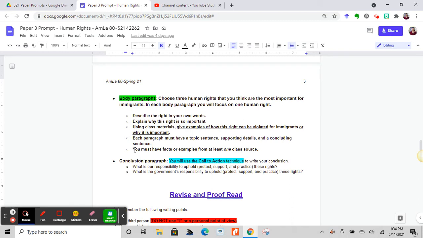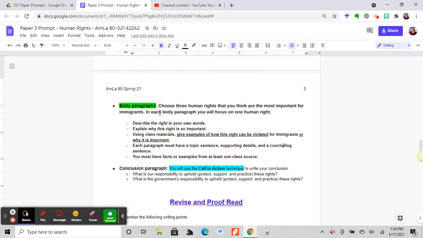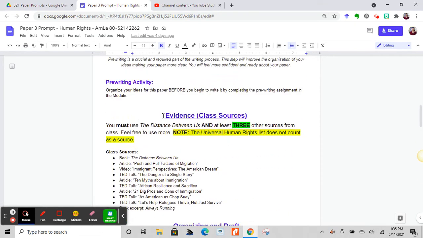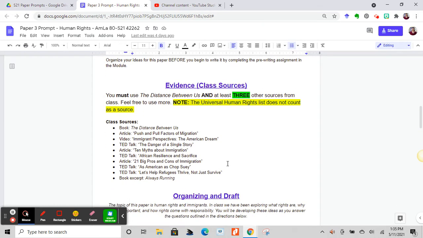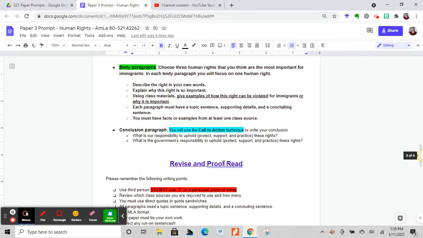All right, and finally, you must have facts and examples from at least one class source in each body paragraph, okay? But remember, to meet the requirements, you must use The Distance Between Us and 3 other sources from class. So that means you need 4 different class sources in your body paragraphs. So you're probably going to use more than one class source in some of your body paragraphs.